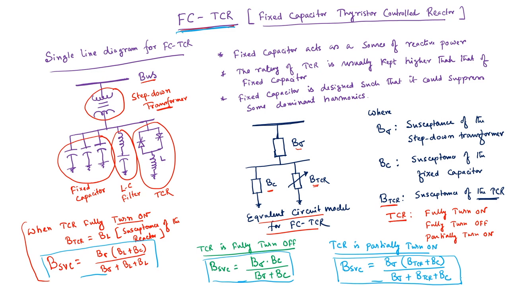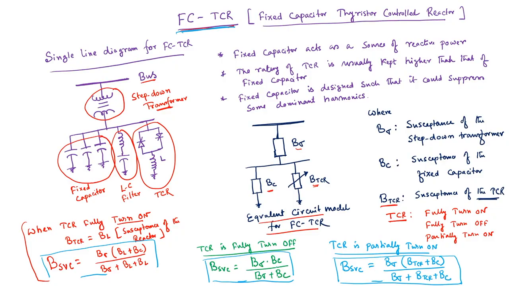Now, one needs to understand there is an important point to be noted, that I already discussed that when there is a capacitive type of susceptance, it is a positive susceptance, because as we know capacitive reactance is 1 upon j omega C.